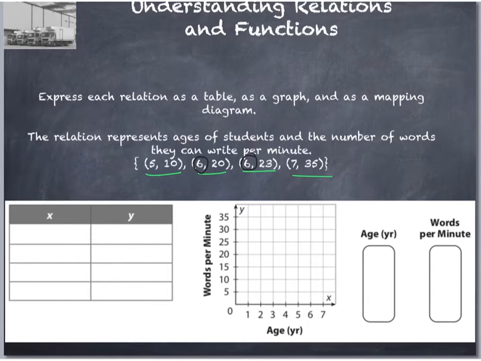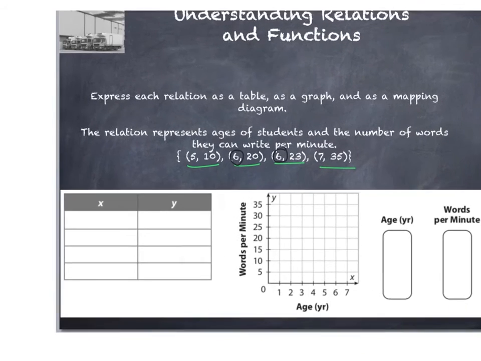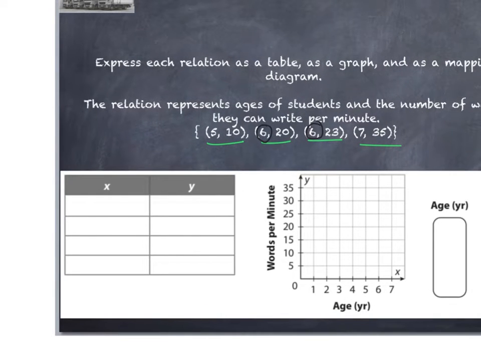I hope you realize this would not be a function just by looking at it, because our x's repeat. We have 2 6s, and that right there is a clear sign that this is not going to be a function. And we're going to also do this with the vertical line test in just a moment. So let's go ahead and represent this relation using a table.